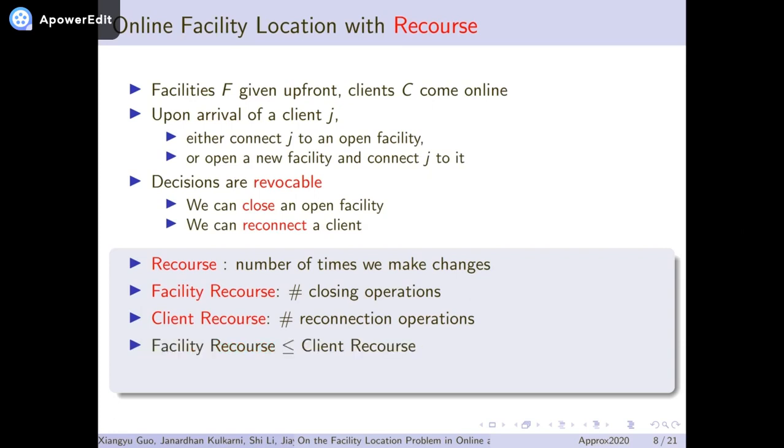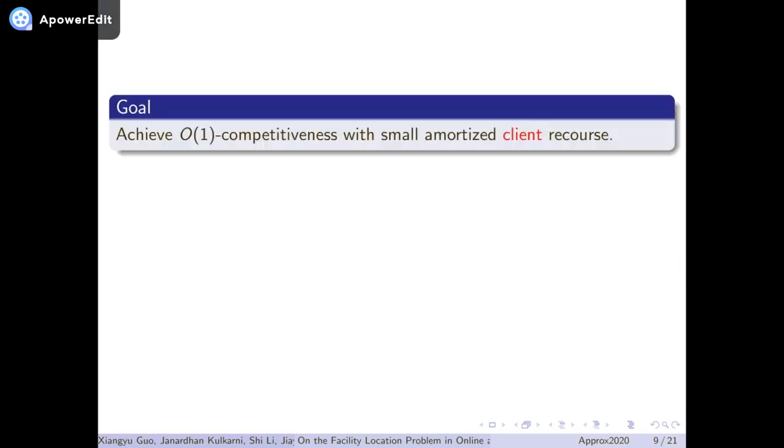The facility recourse is always no more than the client recourse. That's because when we close a facility, we need to reassign those clients which were previously connected to it to other facilities. We also define the amortized recourse to be the recourse per client. The goal is to maintain a constant solution all the time while keeping the amortized client recourse small.